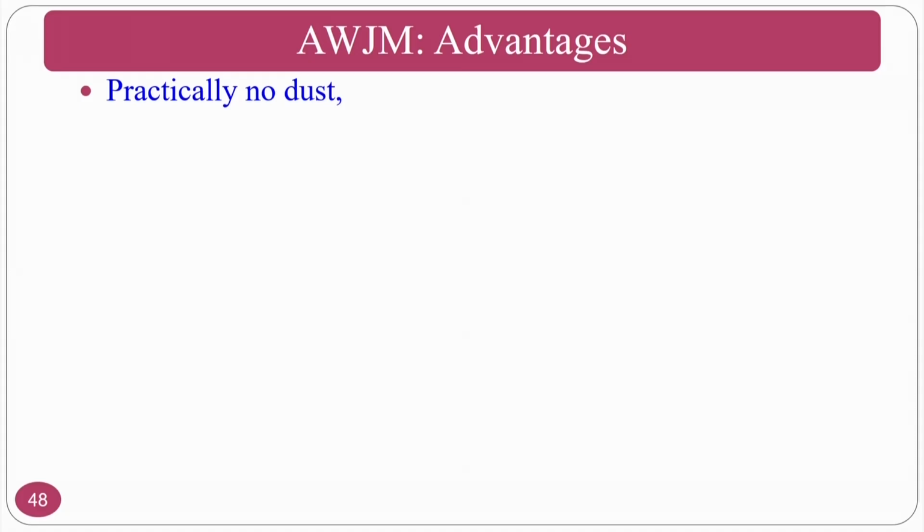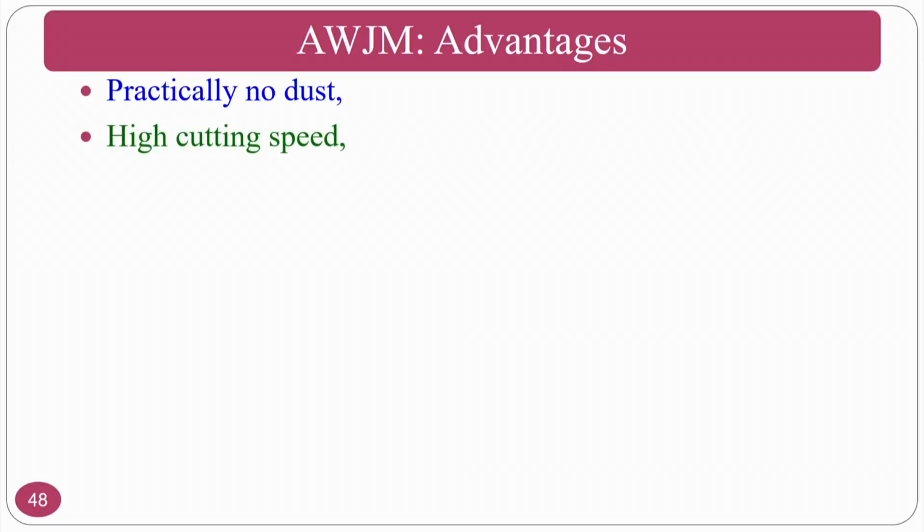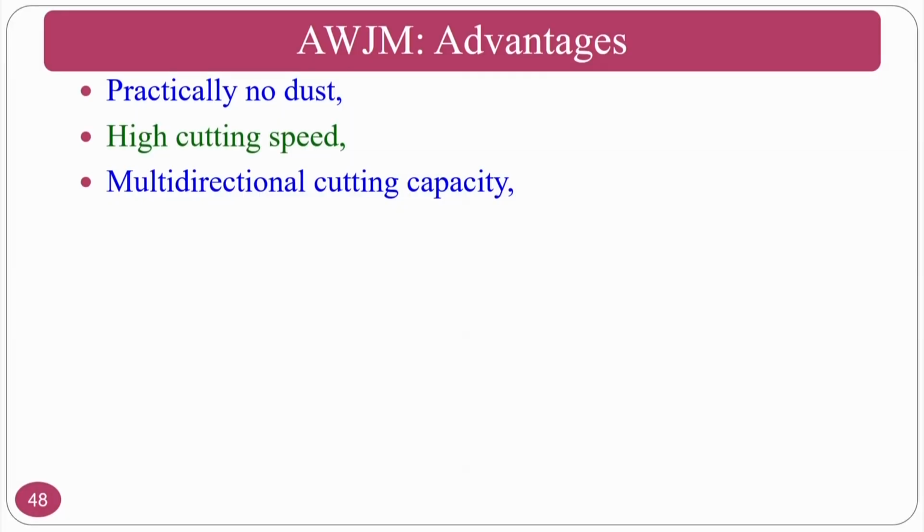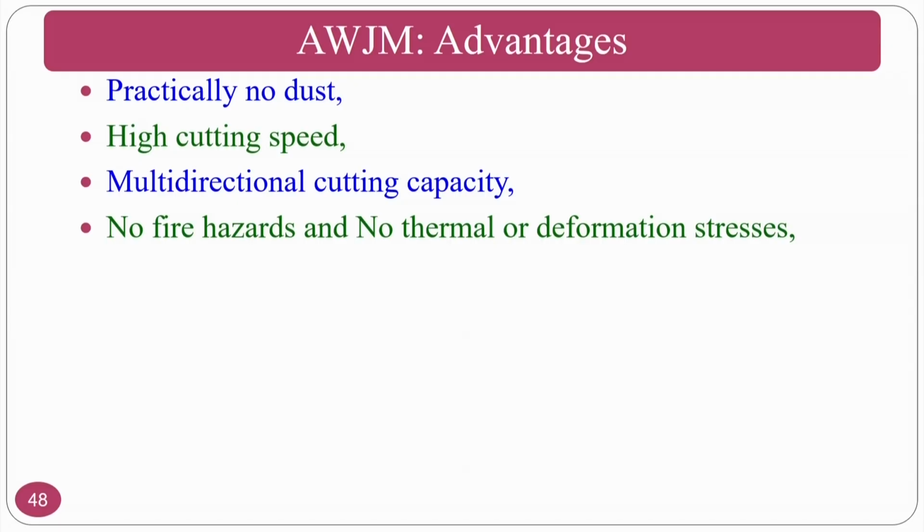In this aspect, I would like to appreciate this particular process from the operator's point of view, and from the environmental point of view of those living around the surroundings. High cutting speeds: you can cut at high speeds compared to abrasive jet machining and water jet machining. Multi-directional cutting capacity: you can cut in any direction, inclined direction, perpendicular to the surface and other directions. No fire hazards, no thermal or deformation stresses, because water acts as a coolant as well as a lubricant.